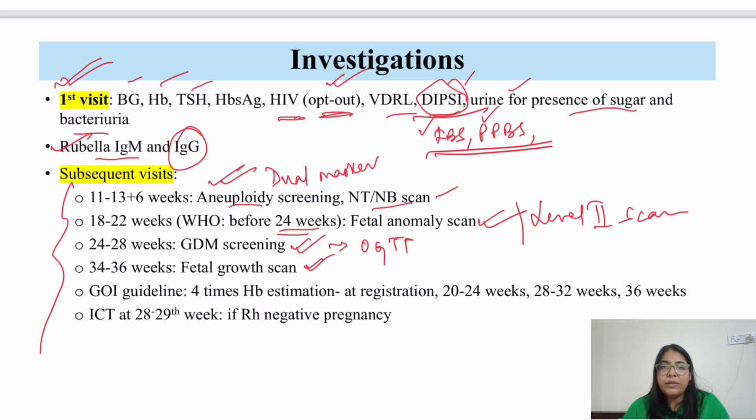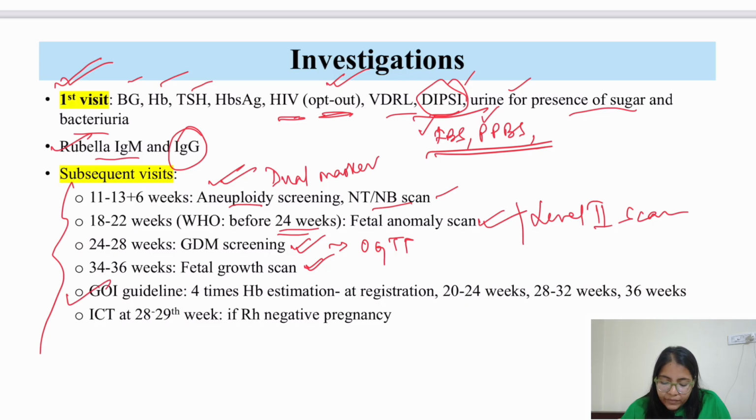So during the whole pregnancy, only 4 scans are needed. One is the dating scan, second is the NT-NB scan, third is the level 2 scan, and fourth is the growth scan. This is in case of a normal low risk pregnancy, I am not talking about high risk, where there are no other comorbidities and the patient is all fine.